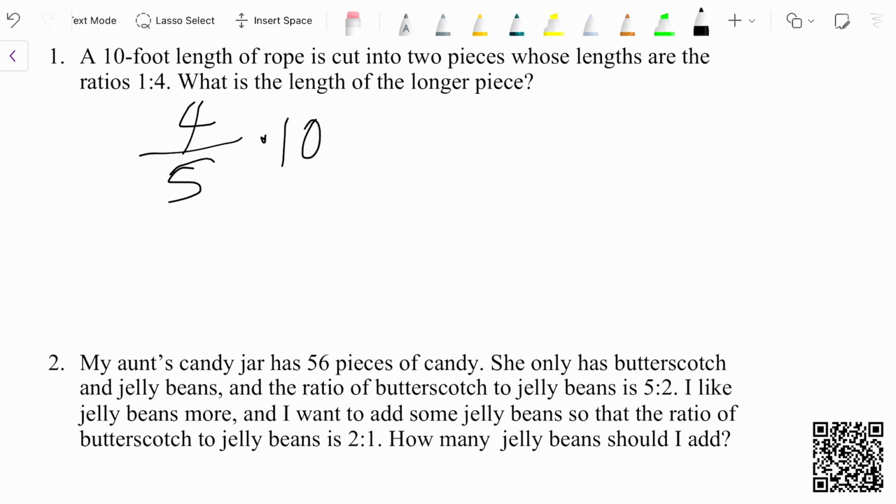So using that idea, 4/5 multiplied by 10, which is the total length, gives the length of the longer piece, because that's how much of the total length it is. So we just multiply and we get 8. So the length of the longer piece is 8.